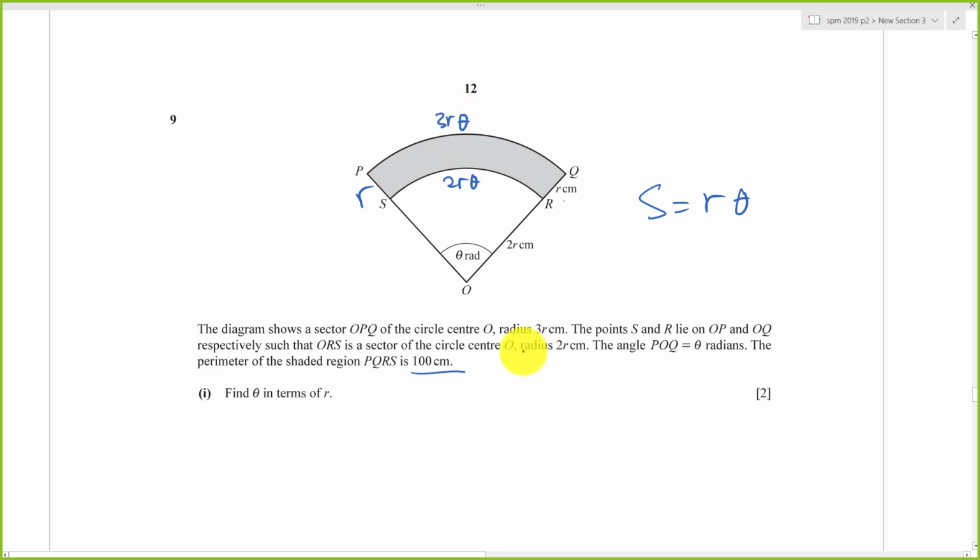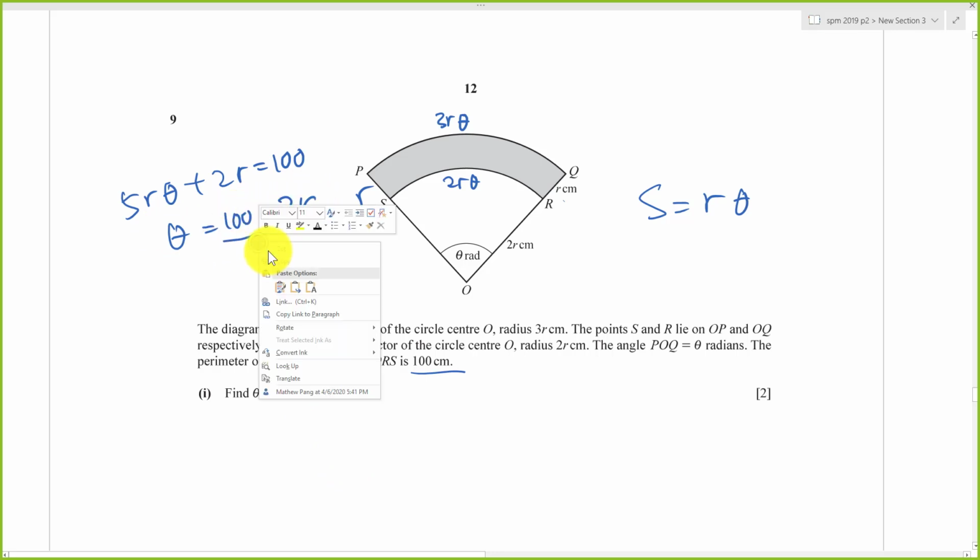Since the perimeter is 100, I'm going to add them together. 2r theta plus 3r theta gives me 5r theta, and then plus 2r here equals 100. The question asks for theta in terms of r, so I need to make theta the subject. So theta equals 100 minus 2r, divided by 5r.